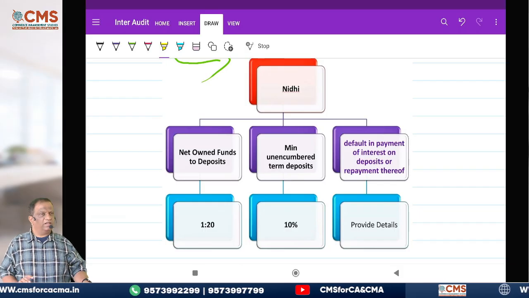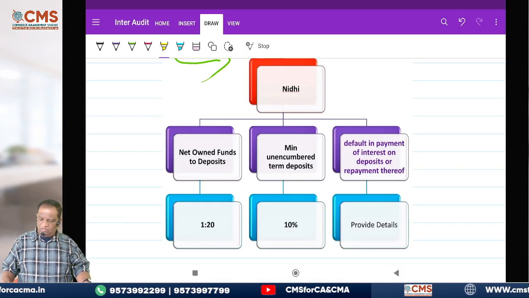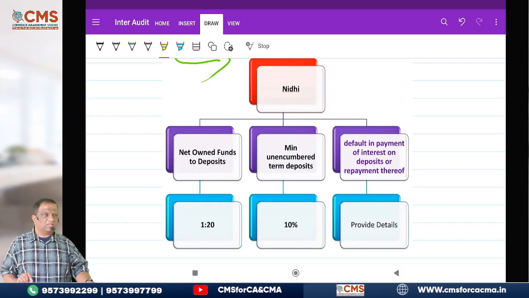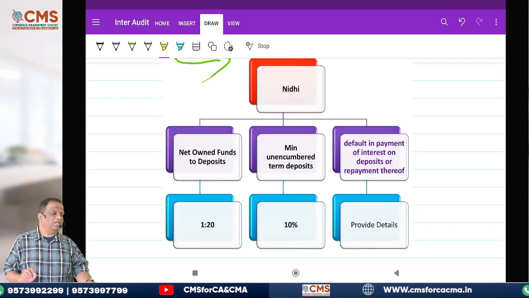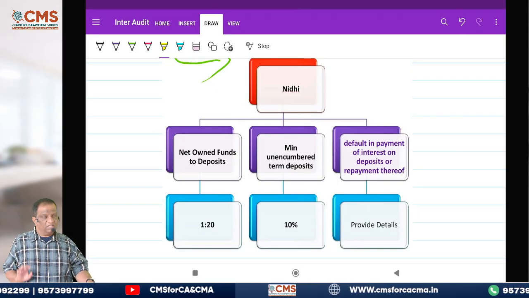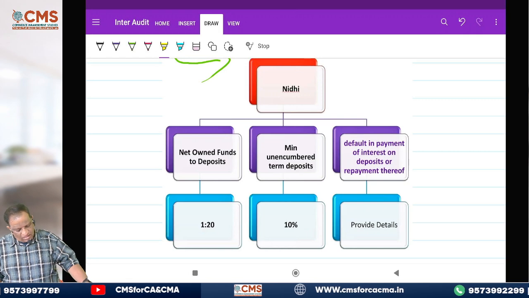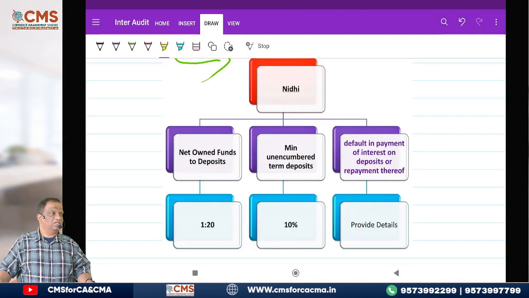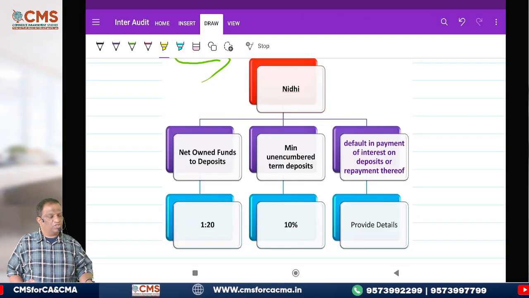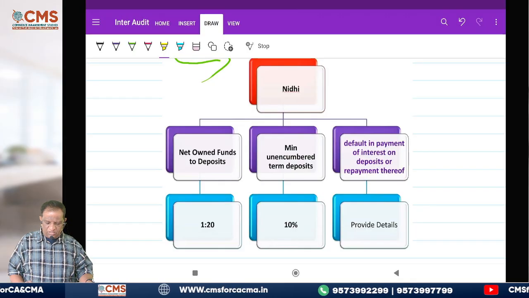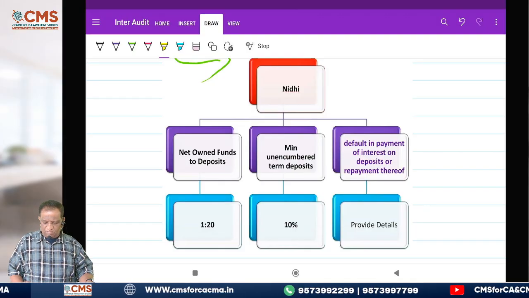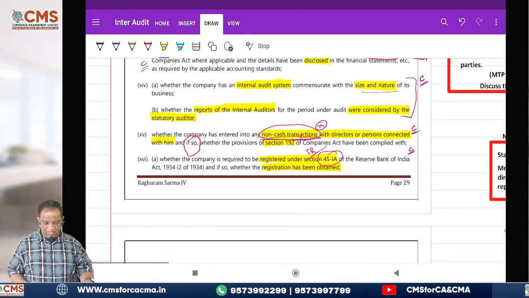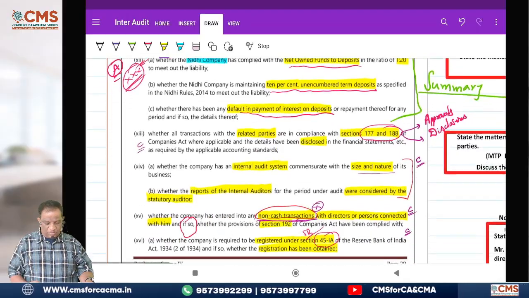So this is a direct question. What you get is, write a short note on what are the compliances to be complied with by the Nidhi company. So to repeat it, this clause is applicable only if your client happened to be a Nidhi company. Then if it is a Nidhi company, 3 points the auditor has to talk about. First is net owned funds to deposits and unencumbered deposits, and then default in the payment of interest or deposits. Net owned funds to deposit ratio is 1:20, and minimum unencumbered term deposits are 10%, and default in the payment of interest or deposits, in case there are any, then the auditor will be giving the list of such details. So this is about this Nidhi company.